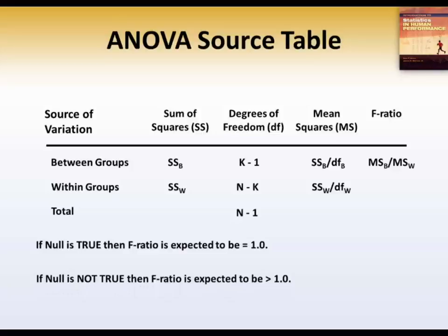However, if the null hypothesis is not true, that is, there are differences between the means, then the F ratio is expected to be greater than 1, because the mean square between the groups then is a larger estimate of the variation than is the mean square within the groups.